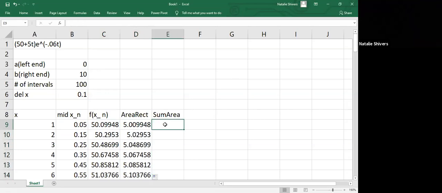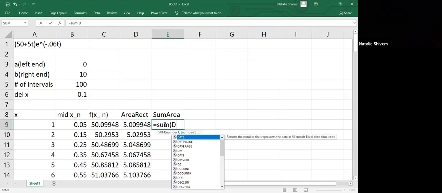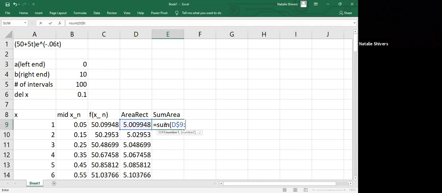The sum of the area, we're going to add everything up in that area of the rectangle formula. So we're going to make sure that D9 stays the same, and then we're going to change it as we go down. So we're going to only add D9 in this one. The next one down is going to take, let me quick fill that down, the next one takes D9, but then adds all the way to D10 and so on and so forth.